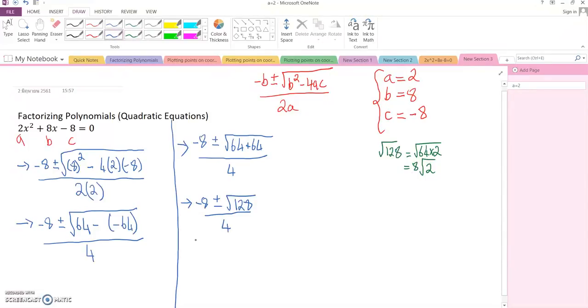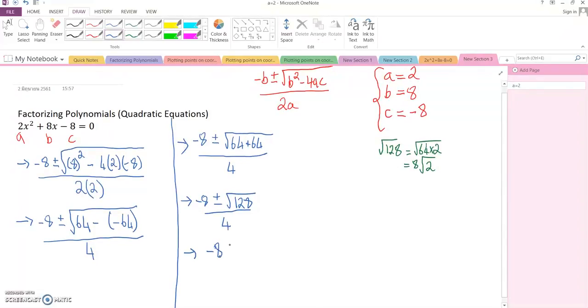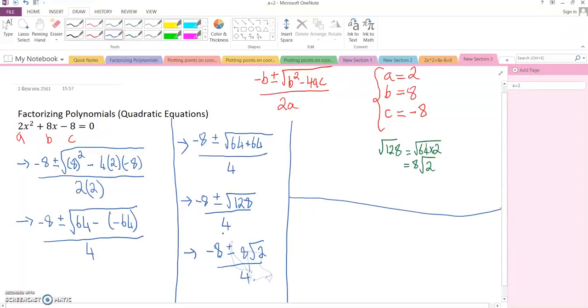So let us continue here. Now we will write this as minus 8 plus minus 8 root 2 over 4. Alright, now we are almost completed with the question here. Now this one we can simplify. We can write it as minus 8 over 4 plus minus 8 root 2 over 4.